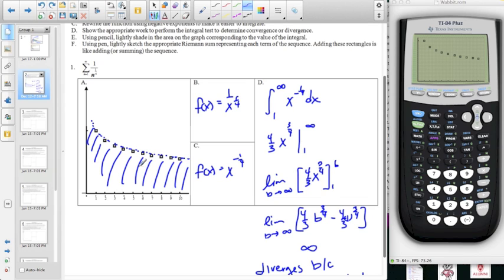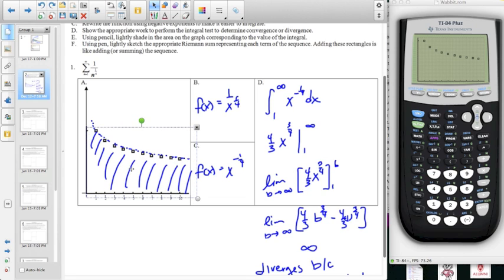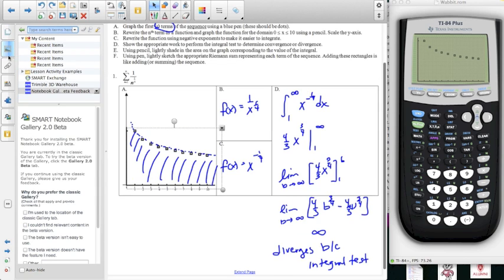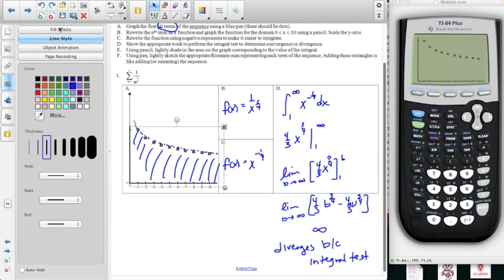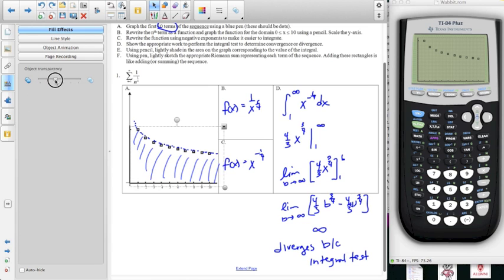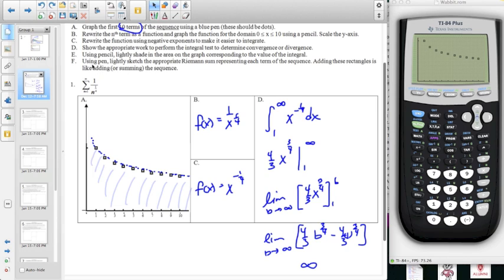And so if we look at then the Riemann sum, if we don't focus on the area so much, let me go into properties here and make this a little transparent, so that we can make that disappear a little bit. If we use a pencil here, or excuse me, if we lightly sketch the appropriate Riemann sum representing each term of the sequence.